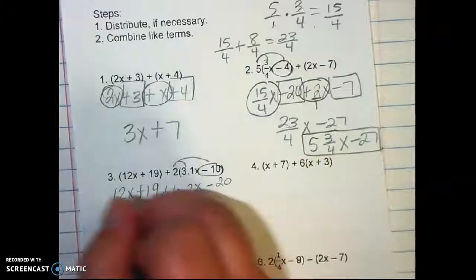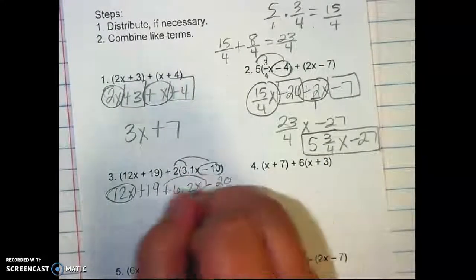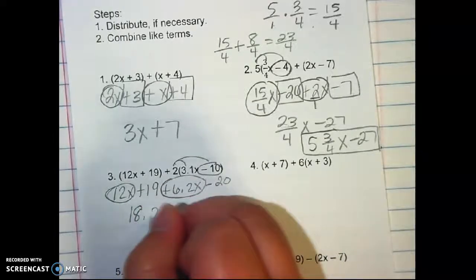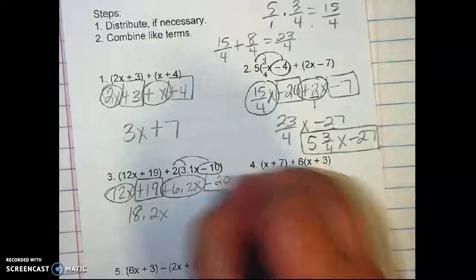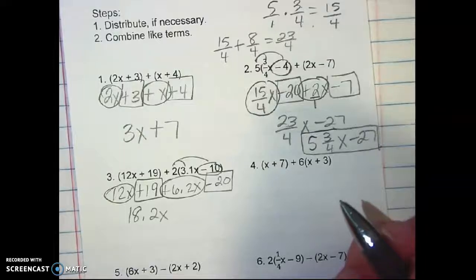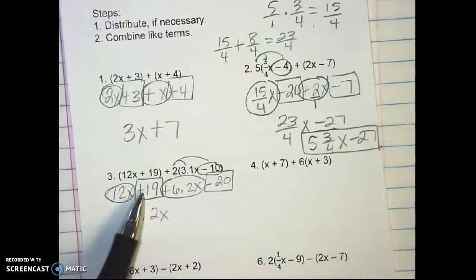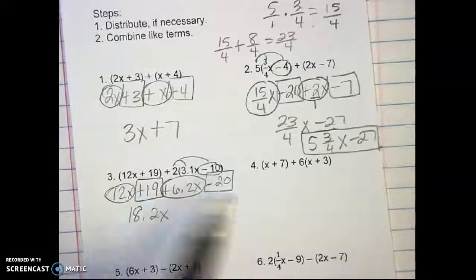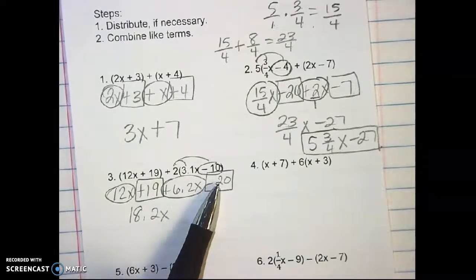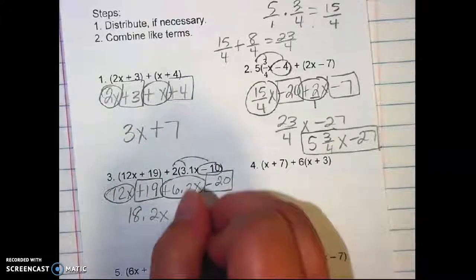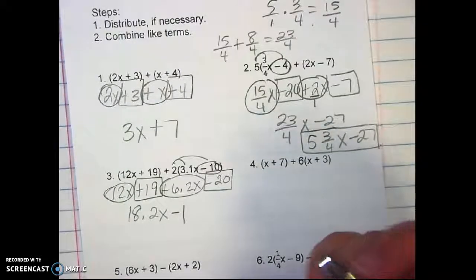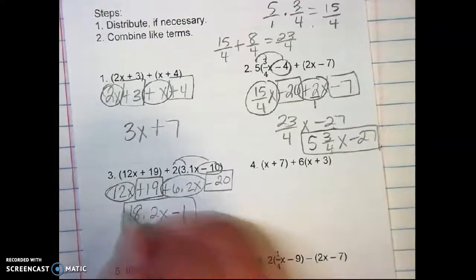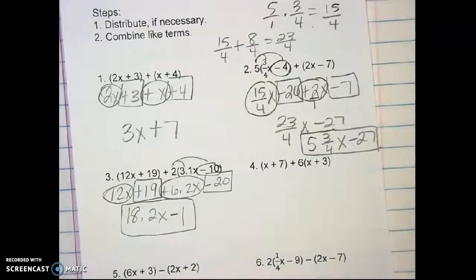Now I combine like terms. 12x plus 6 2/10 x is 18 2/10. Keep your variable. 19 plus negative 20. Remember when we learned in Unit 1, if my signs are the same, I add and keep the sign. If they are different, a positive number plus a negative number, I subtract. 20 minus 19 is 1. Keep the sign of the bigger number. The bigger number is 20, so my answer is negative 18 2/10 x minus 1. Remember that negative 1 makes that a minus 1.